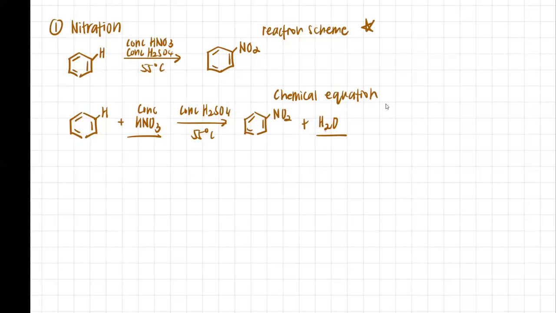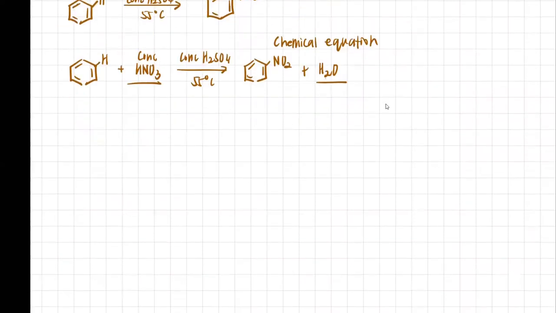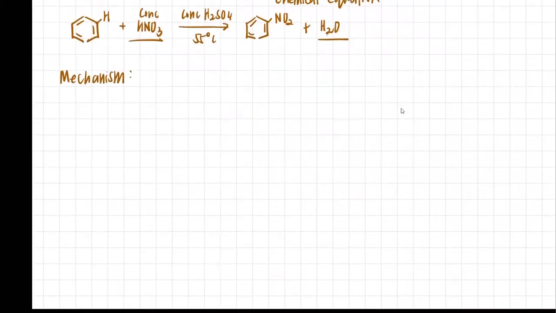So it's very dependent. Okay, now we go for mechanisms. So for the mechanism of nitration, as usual, we have 3 steps. The first step we call formation of the electrophile. So like what the teacher writes, it will be something like this.